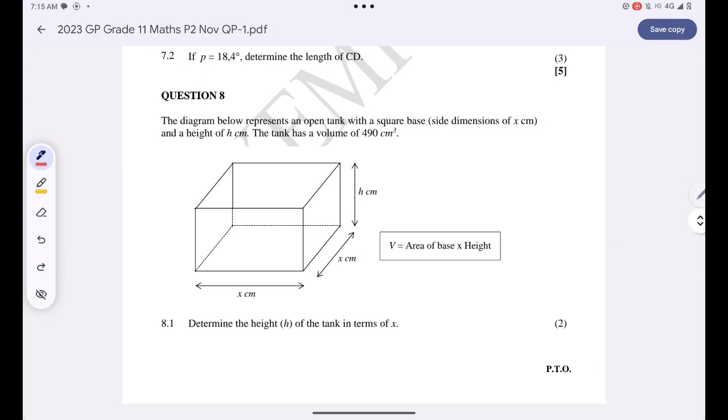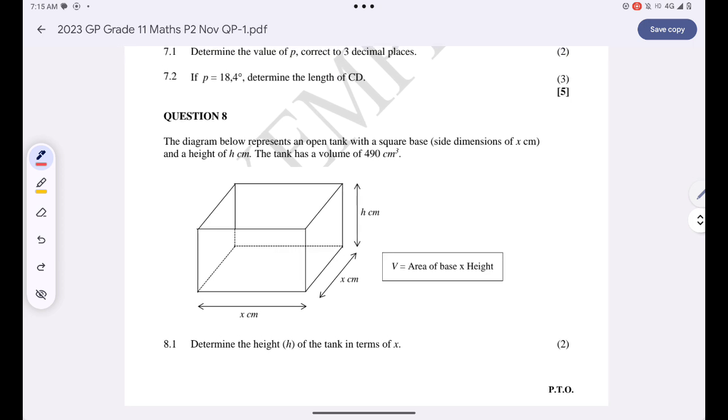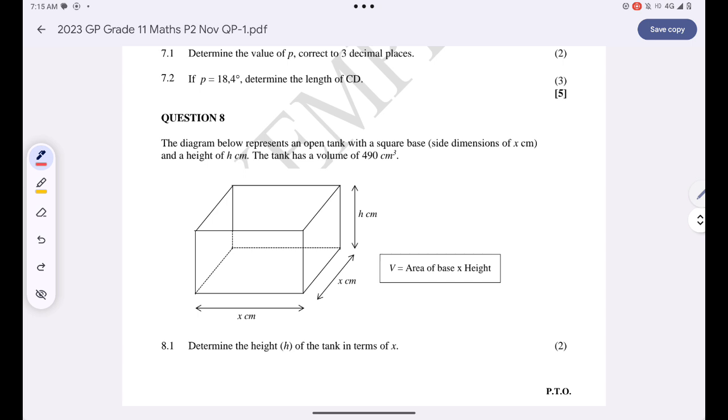This is the eighth video, guys, which simply means I'm doing question 8 from the 2023 November paper 2 examination, which was written by the grade 11 learners in Gauteng. Please note that there are already 7 videos uploaded, and there will be 2 videos after this one, which simply means that each question has its own video.